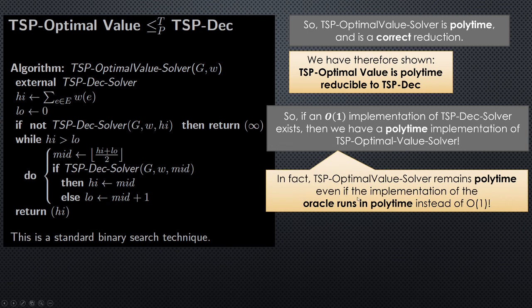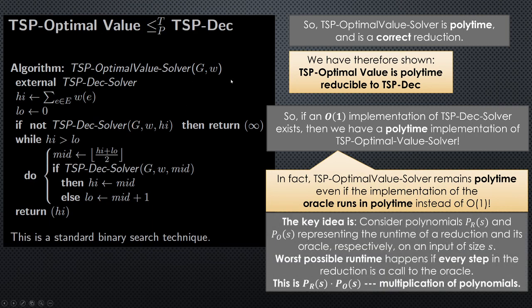Okay, now in fact, this TSP optimal value solver remains polytime, even if the implementation of the oracle runs in polytime, not O of 1. Even if this is a polytime solution to TSP decision solver, the whole thing is still polytime in the input size to the original problem. Why? Here's the key idea. So consider two polynomials. You have a polynomial for the reduction: it's how many steps are done in the reduction, under the assumption that TSP decision solver is O of 1. And PO is a polynomial representing the time the oracle takes. Okay? And this is on an input of size s.